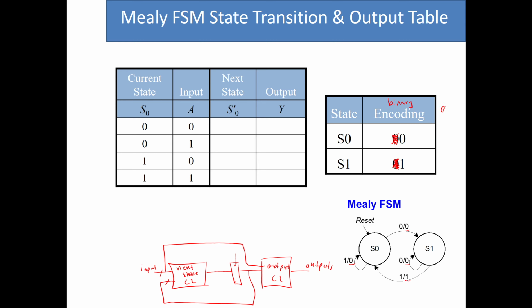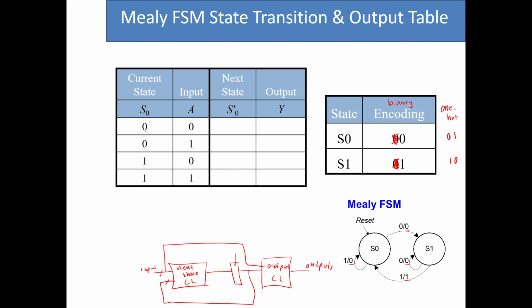S0 is represented by 0, S1 is represented by 1. If we want to use a one-hot encoding, we need to use 2 bits, which becomes 0, 1, and then 1, 0. So now I write the encoded combined state transition table and output table here, and then I fill it out based on the inputs that we have.